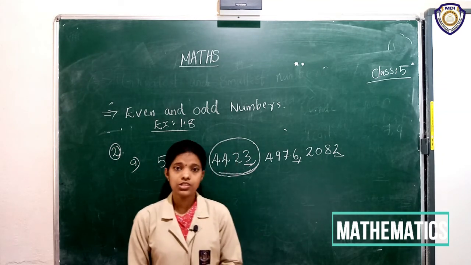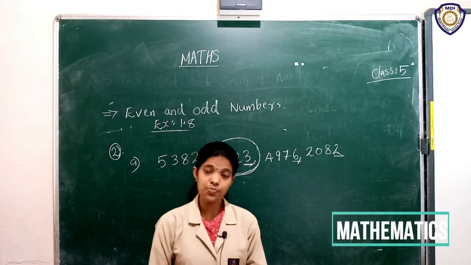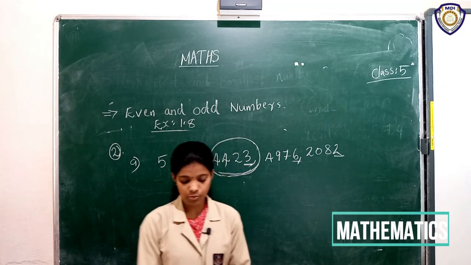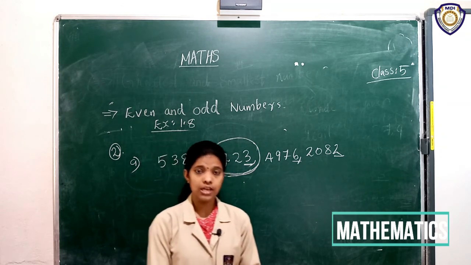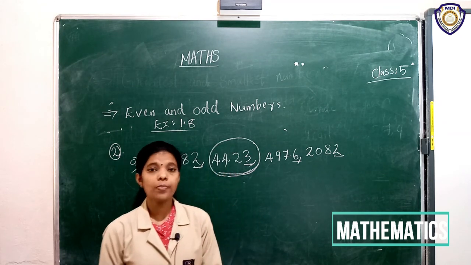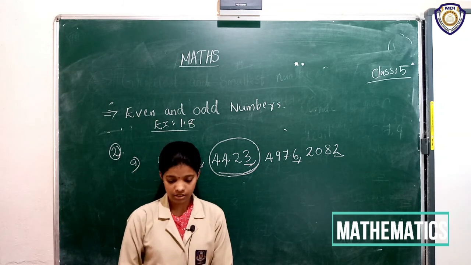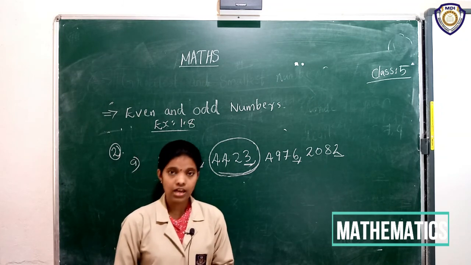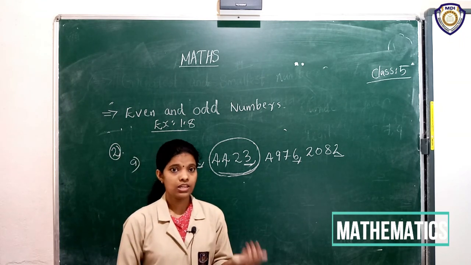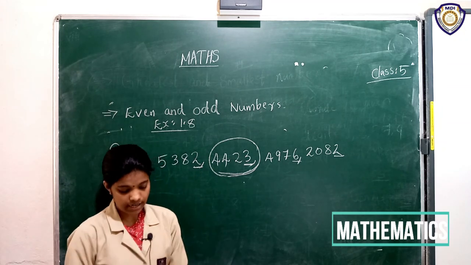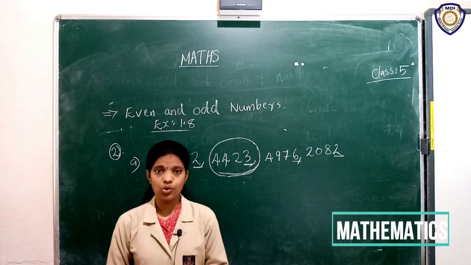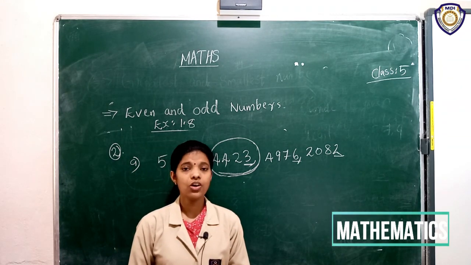Students, today's topic is over. Our chapter is over. In this chapter, we learned about some topics: counting, numbers, place value and face value, expanded form and short form, successor and predecessor, comparison of numbers, even and odd numbers, and descending and ascending order. If you have any doubt in this topic, please ask me. Okay, thank you.